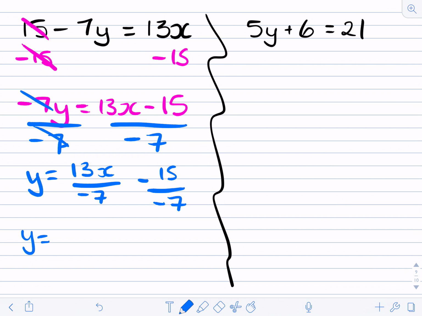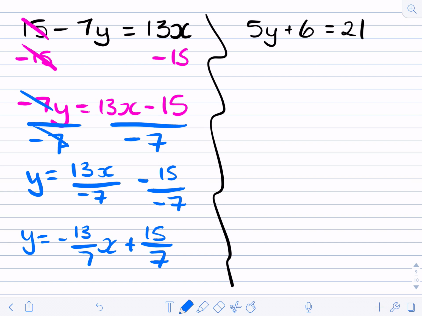Y equals minus 13 over 7x. And let's see if we can simplify minus 15 over minus 7. And that becomes a positive 15 over 7. Let's try the next one.